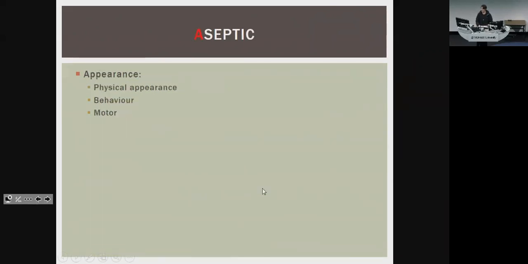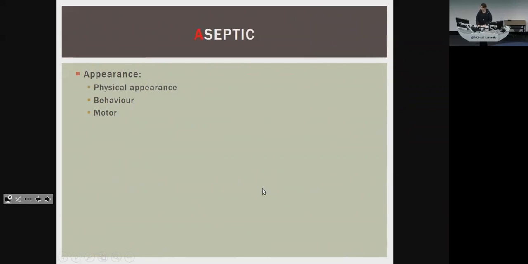Cool, appearance, A. Three things you want to describe: how they look, what they're doing, which is their behavior, and what their motor spectrum is like, okay? Just with physical appearance, I've heard conflicting things. The way that you should describe someone is you should describe someone so that you can pick them up off the street. However, you don't want to be super inclusive.